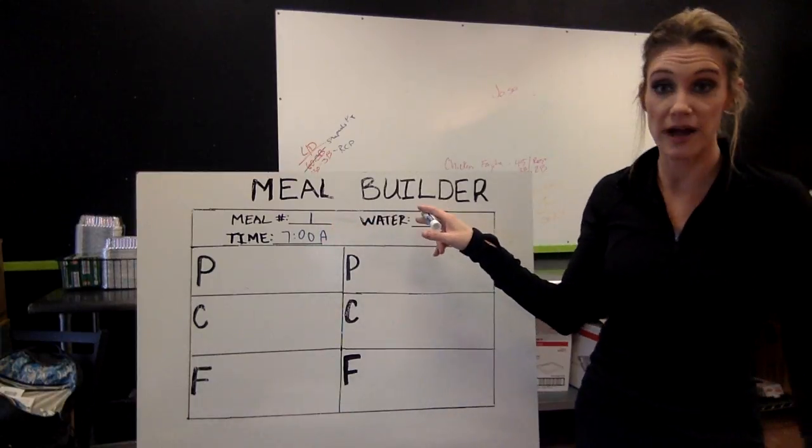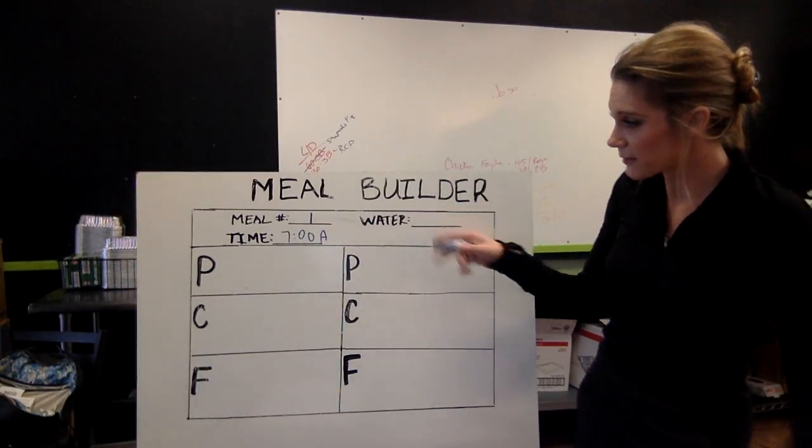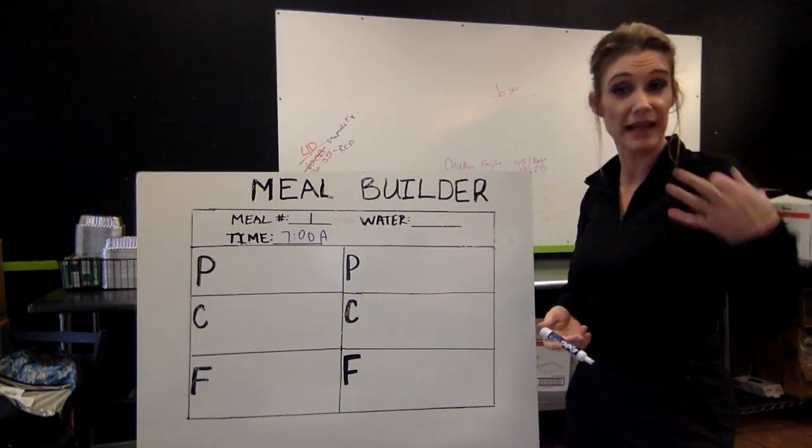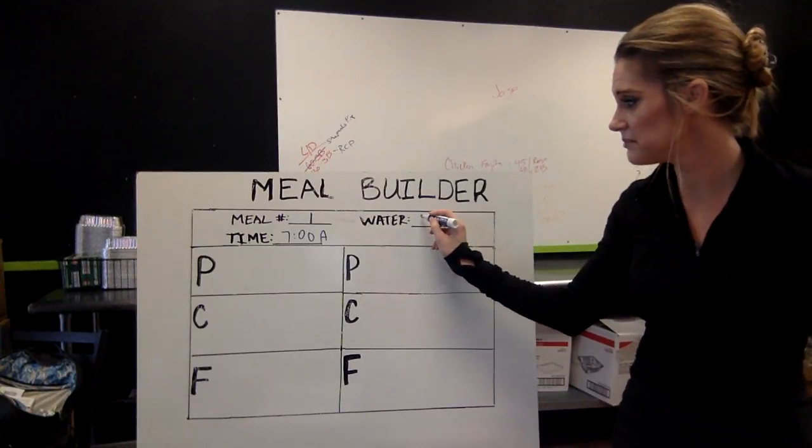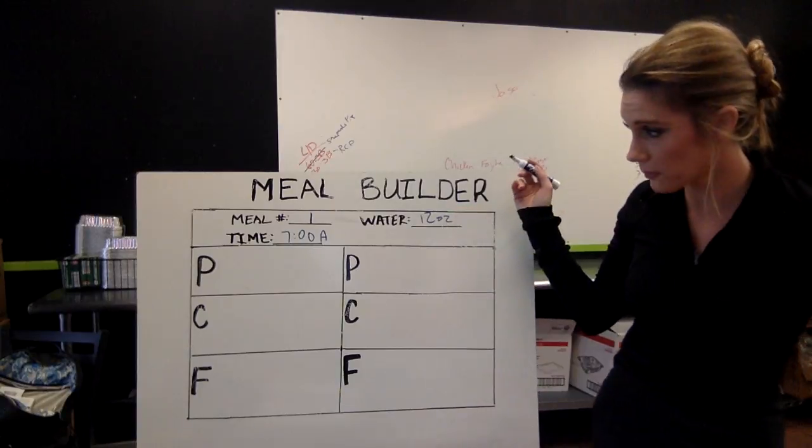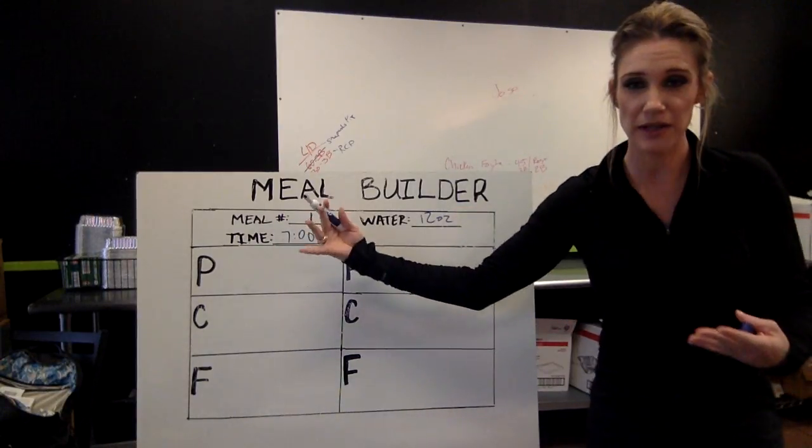And then how much water have we had? Ideally, you want to have about half a gallon for females, about a gallon for males. So maybe we had 12 ounces of water. Boom, got that part filled out. All right, now how do we actually build this meal?